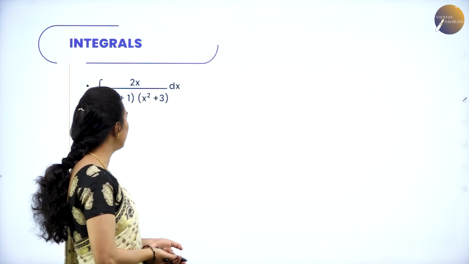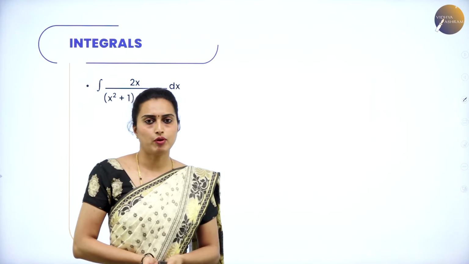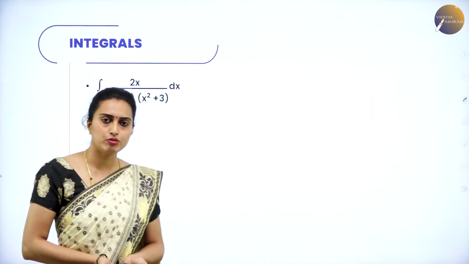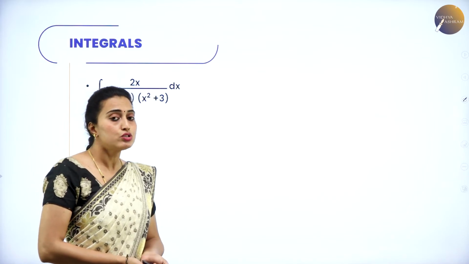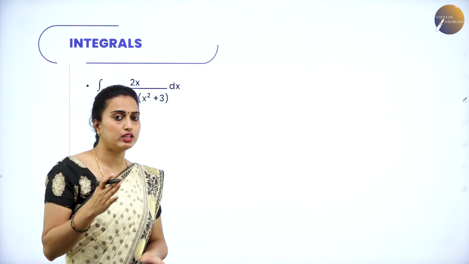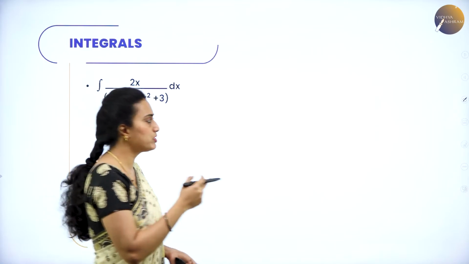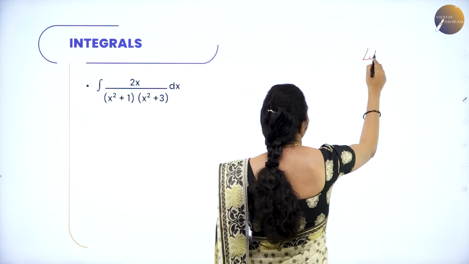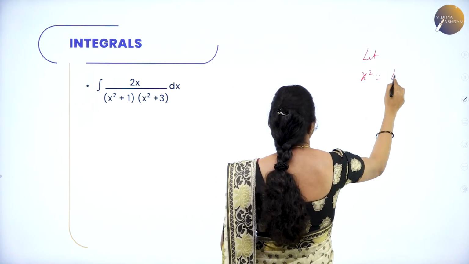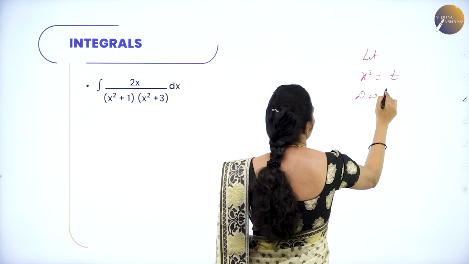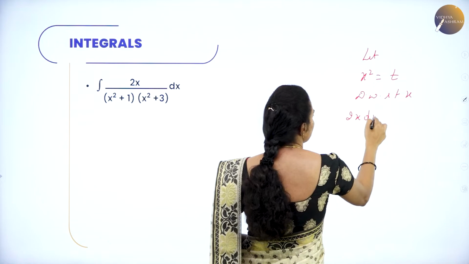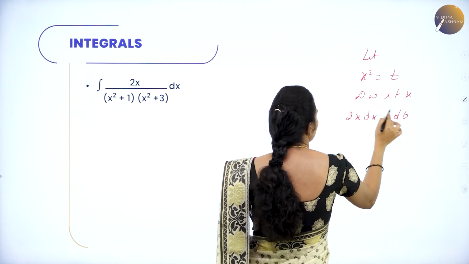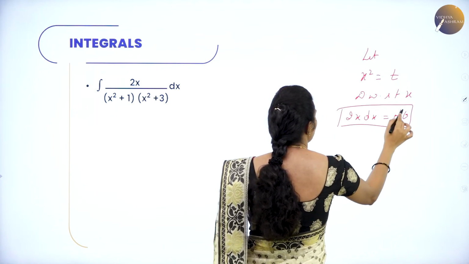Now we'll be moving on to the next problem. What have they asked in the next problem, dears? They've asked integral of 2x divided by x squared plus 1 into x squared plus 3 into dx. So here you know the differentiation of x squared is 2x. So therefore, substituting that, let x squared be equal to t. Now differentiate this with respect to x. What happens? 2x into dx is equal to dt.